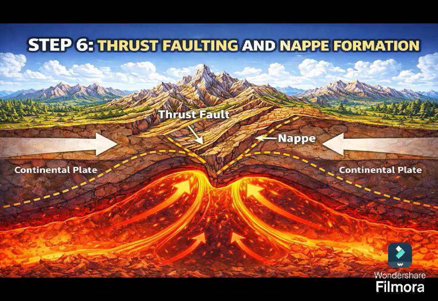Step 6. Thrust faulting and nappe formation. Compression also creates thrust faults, where massive rock slabs slide over one another. Huge sheets of rock, known as nappes, can move tens of kilometers, stacking the crust vertically.